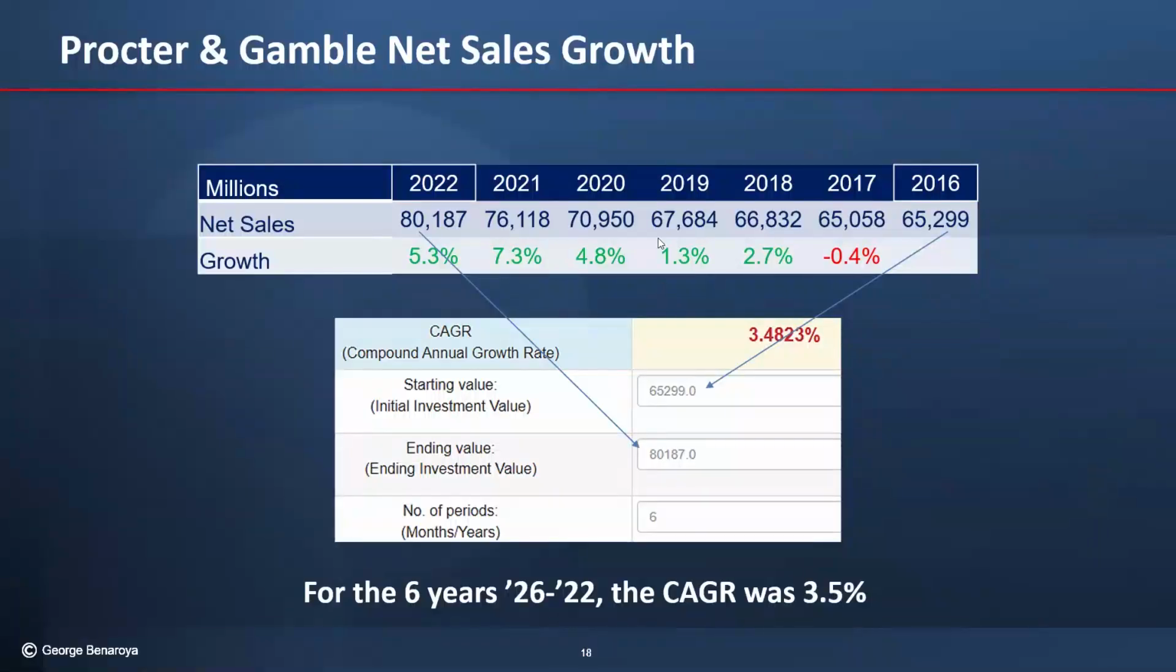Now, the reason why it changed so much, it was a major increase in marketing investment that P&G did in 2019. And we're going to talk about that when we discuss incremental sales.